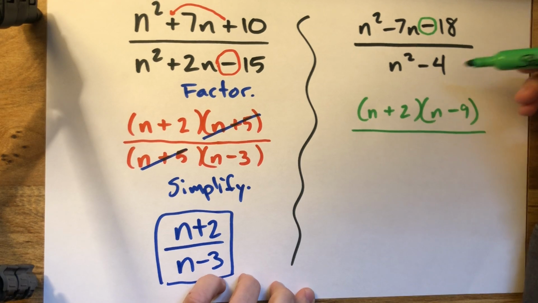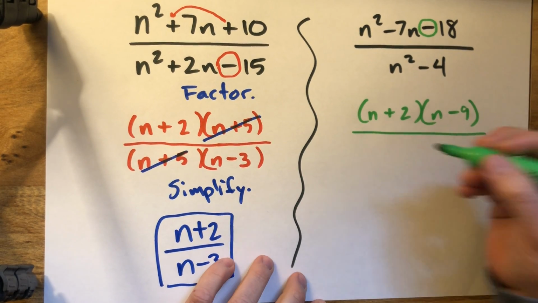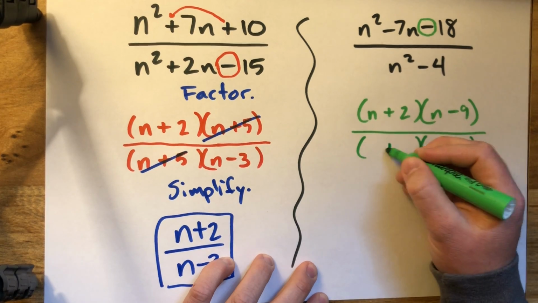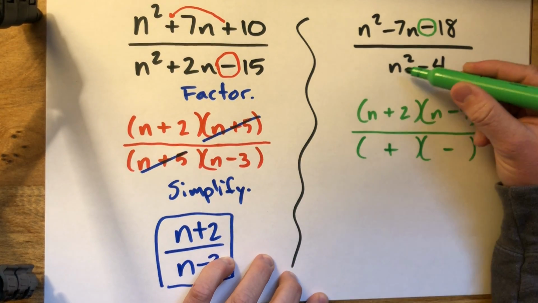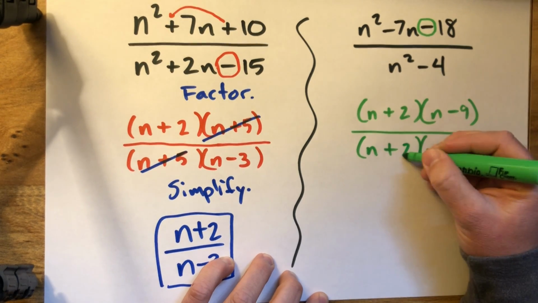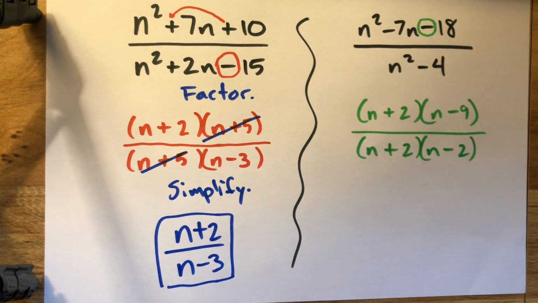For n squared minus 4, we're looking at difference of squares. So let's go something plus and something minus. Square root of n squared is n. Square root of 4 is 2. That's the difference of squares, or difference of two squares.